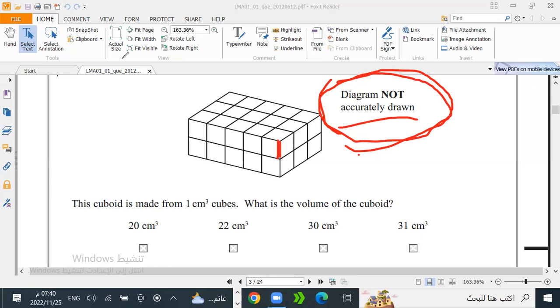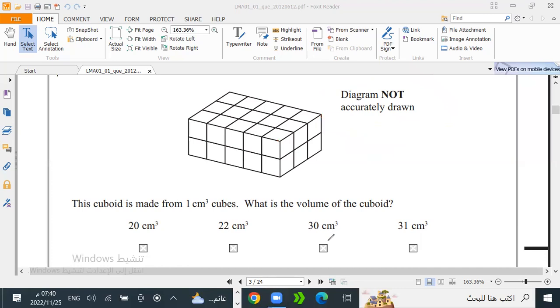Okay. So the answer is 30 centimeter cubed. Very good. Now let's move on. Next question.